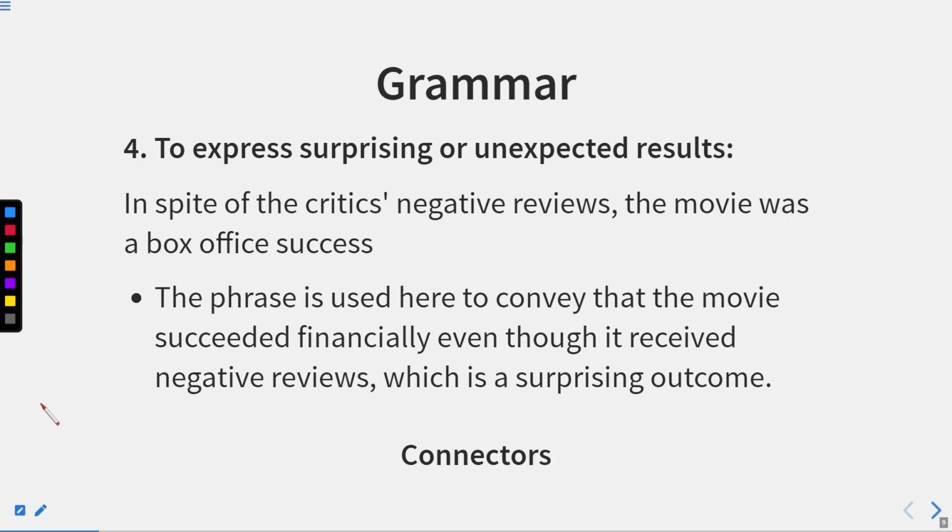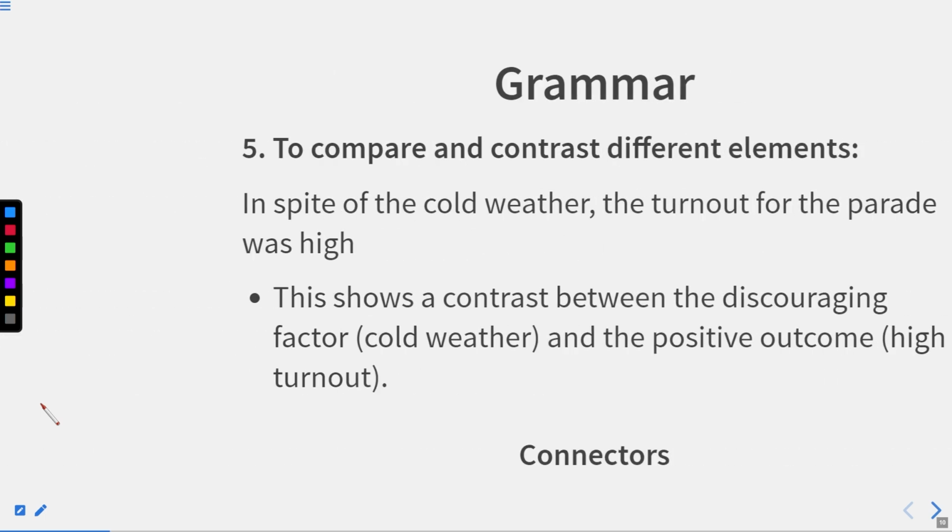So, it has shown some positive result, though the expectation was negative. So this was just surprising, this was just unexpected. So here we can use in spite of to show this result. The phrase is used here to convey that the movie succeeded financially even though it received negative reviews, which is a surprising outcome. Now let us move to the next one.